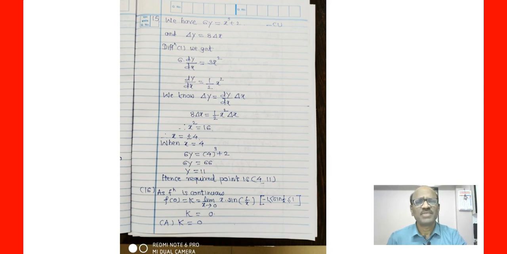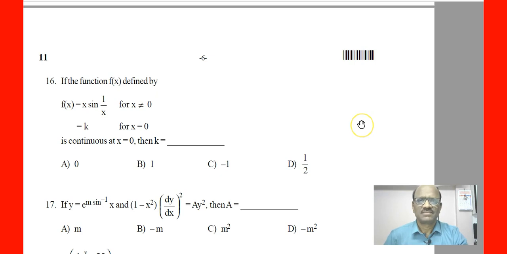The point is on the parabola and you will get the answer directly also. Now this is the question. If the function f of x is defined by f of x equals x into sine of 1 upon x for x not equal to 0, and equals k for x equal to 0, that is f of 0 is equal to k, find the value of k.